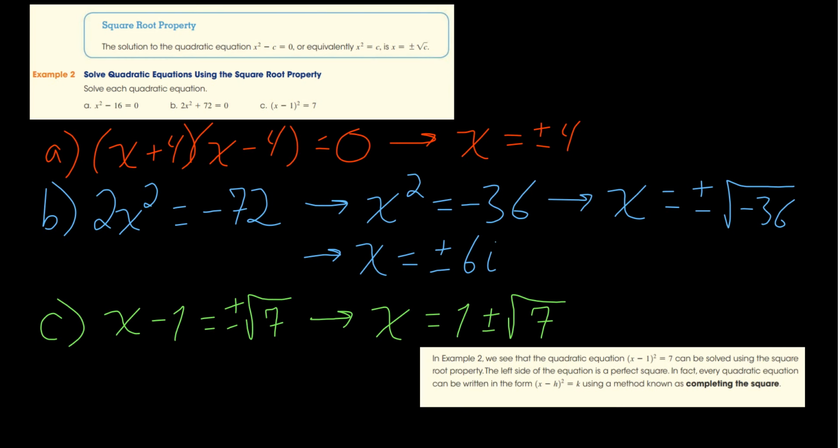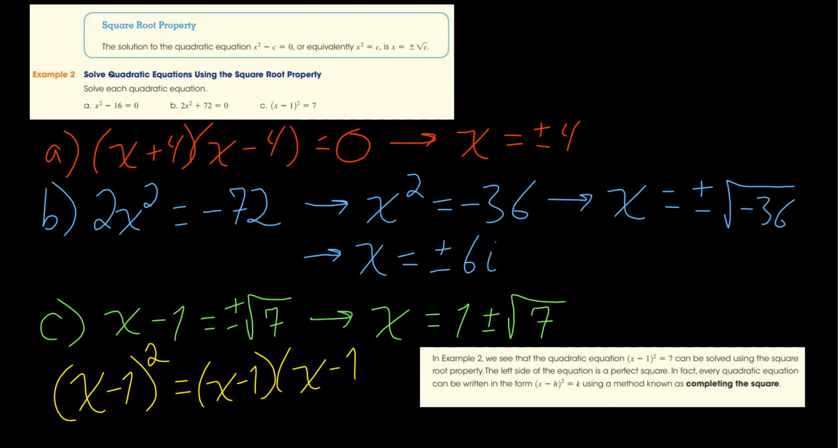All right, so this reads, the left side of the equation is a perfect square. What that means is at the very beginning of the problem, I'm still looking at C, it was x minus 1 quantity squared. It was a perfect square, meaning this can be rewritten as x minus 1 times x minus 1, but of course, we know the shorthand to be x minus 1 quantity squared. So that's what we mean by it being a perfect square. And we're going to talk more about that.